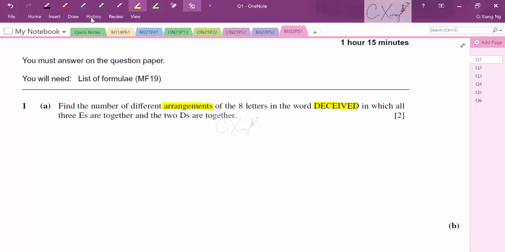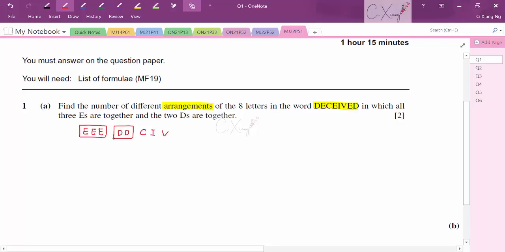in which all the 3 E's are together and the 2 D's are together. All right, so generally they want us to arrange it in this way, where the 3 E's are together. Therefore, we treat them as a bundle, as one unit or one object. Then we also have 2 D's. We are going to bundle them together, and also make it one unit or one item. And the remaining letters will be C, I, and V.